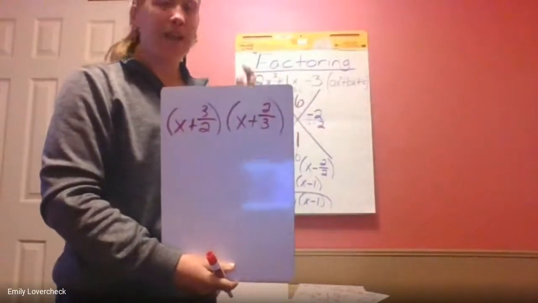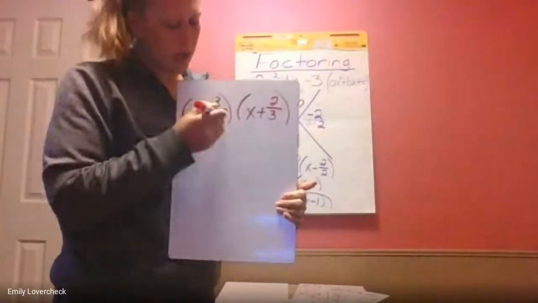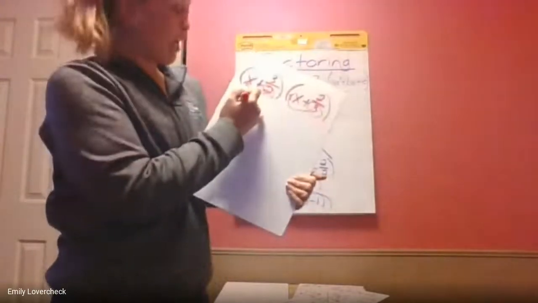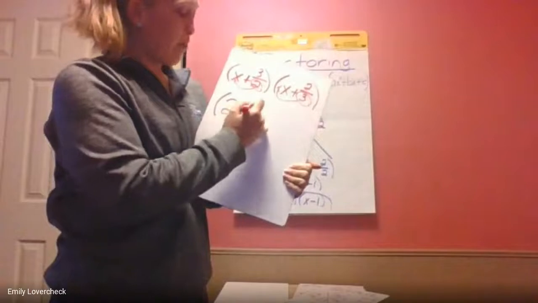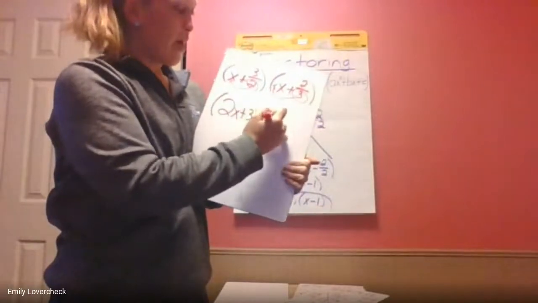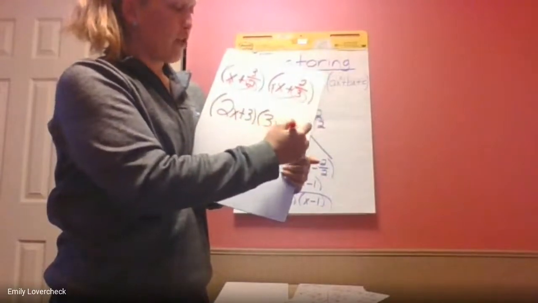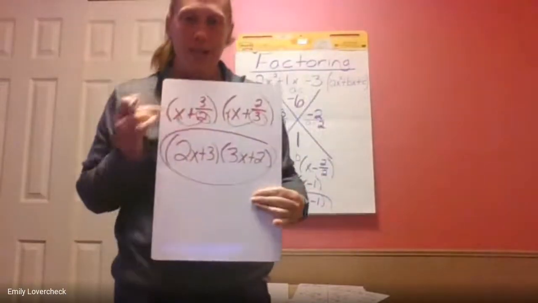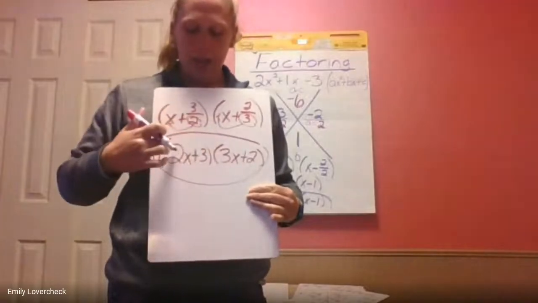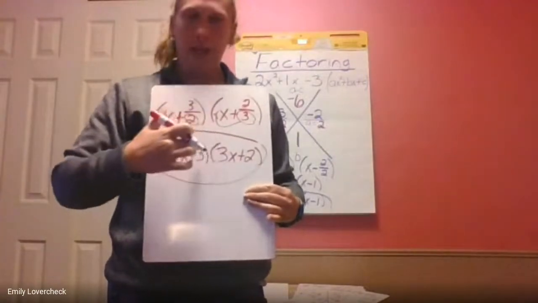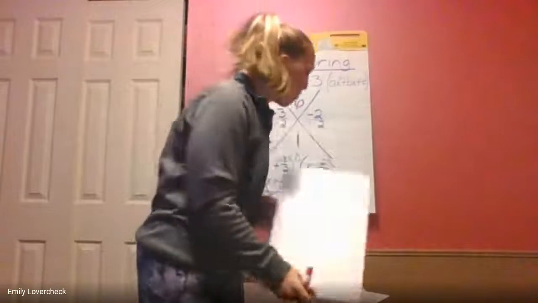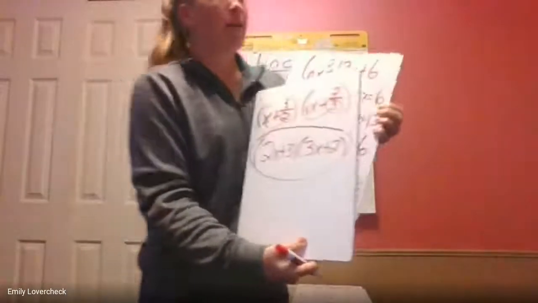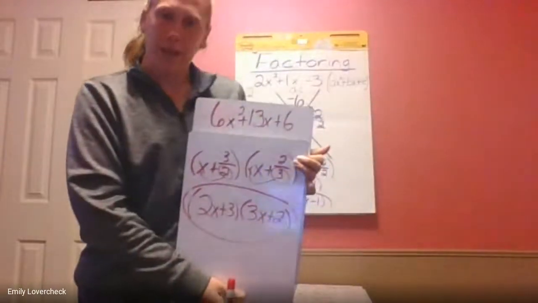I've simplified down the fractions, but I still have fractions, so then I need to take those denominators and move them in front. So when I get that, I get 2x plus 3, 3x plus 2. And I am done. And if I would multiply that together, so 2x times 3x, 2x times 2, 3 times 3x, 3 times 2, when I simplified it down, I would get back to my 6x squared plus 13x plus 6.